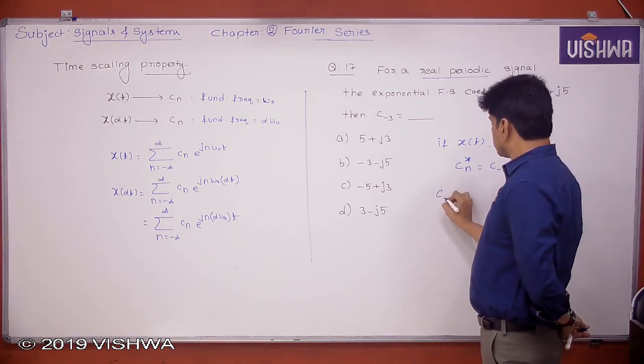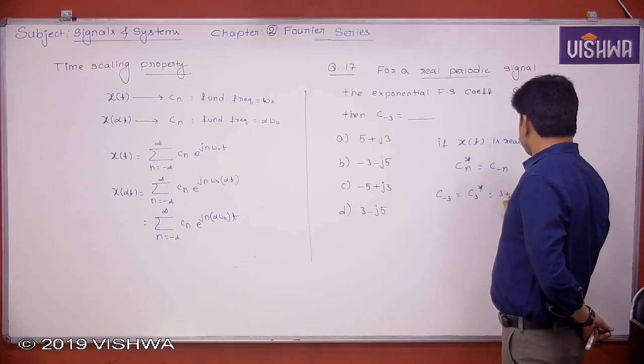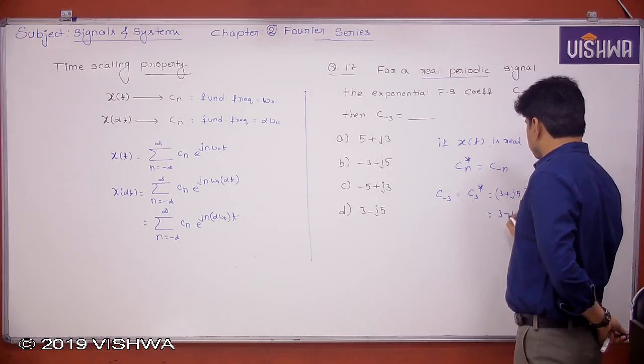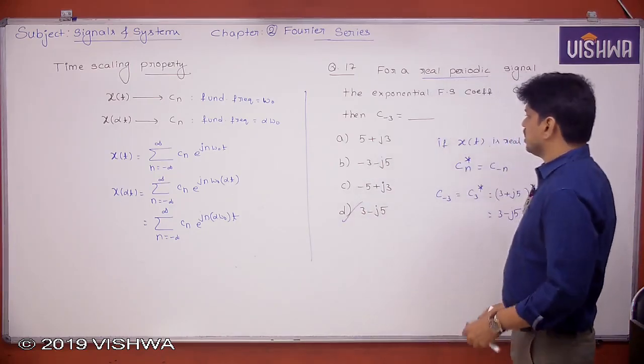So they want to find out C minus 3 now. That is nothing but C3 conjugate, that is 3 plus J5 conjugate, which is 3 minus J5. Option D. Clear? Take it.